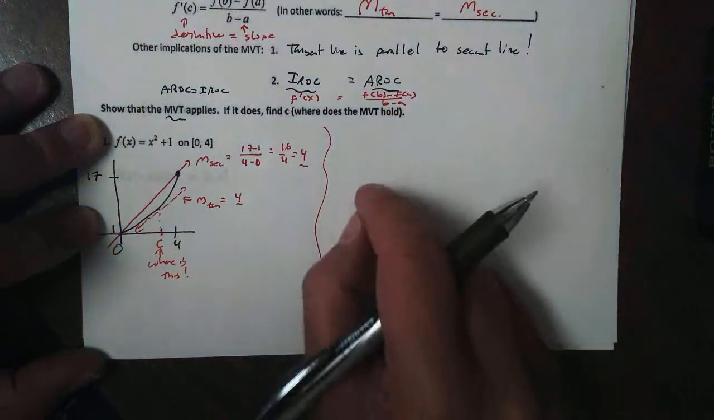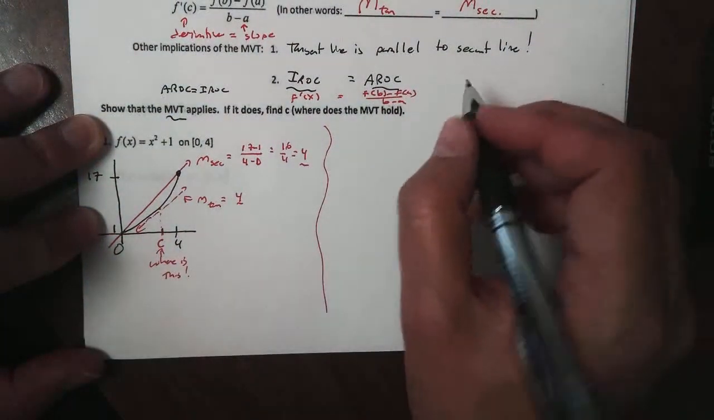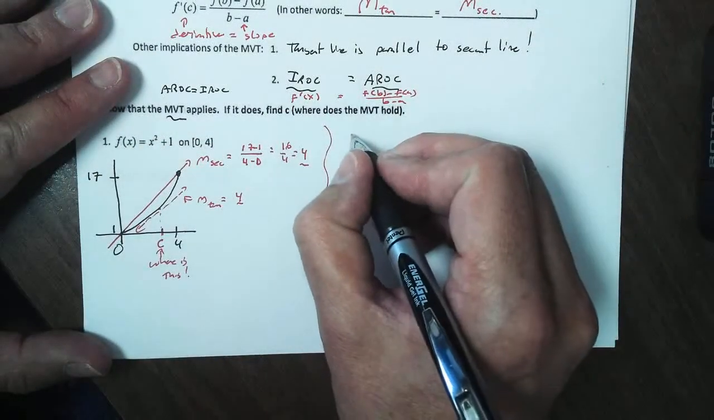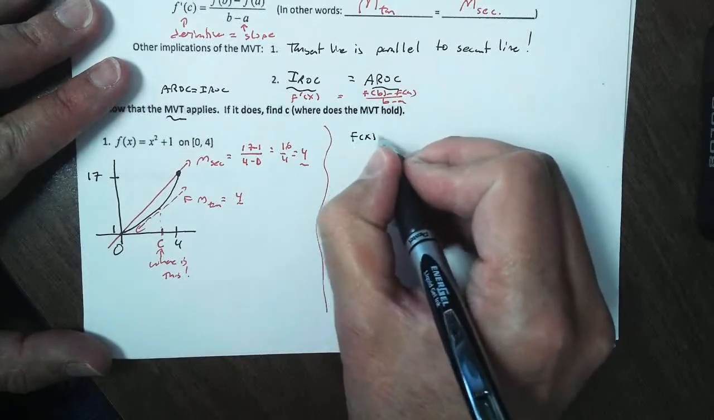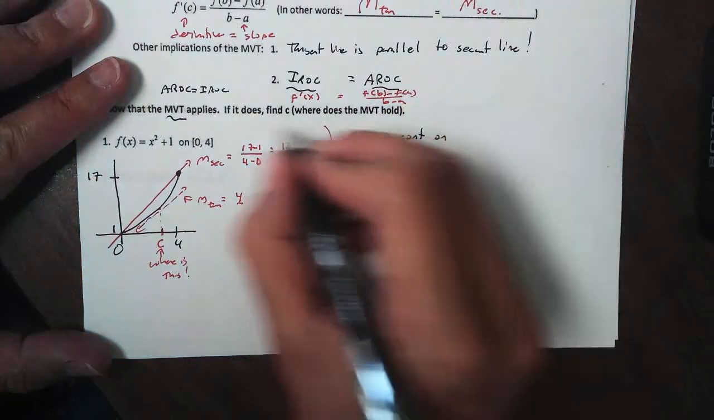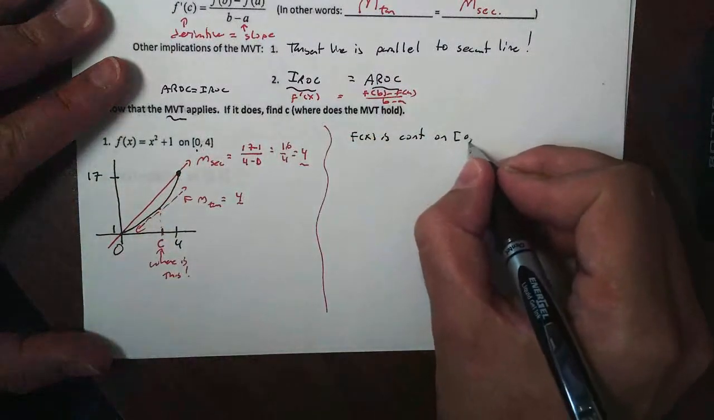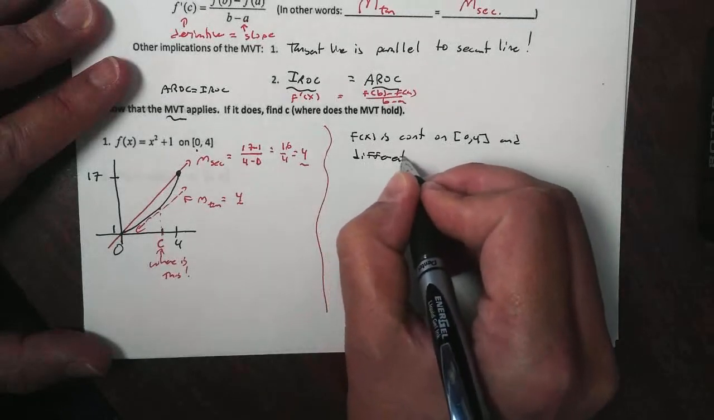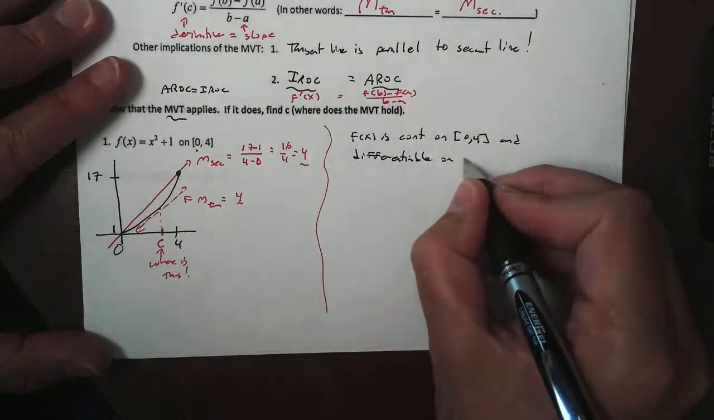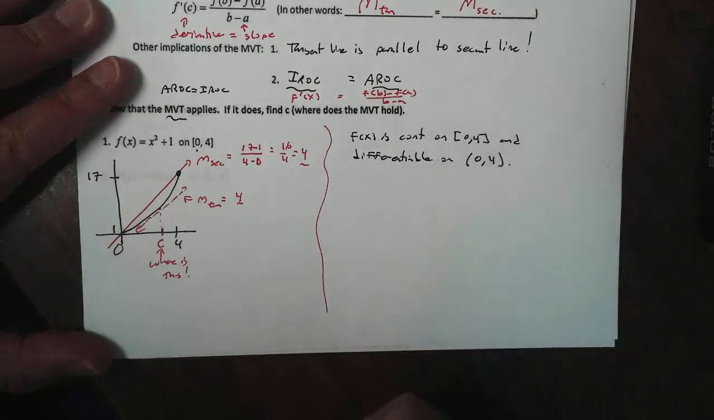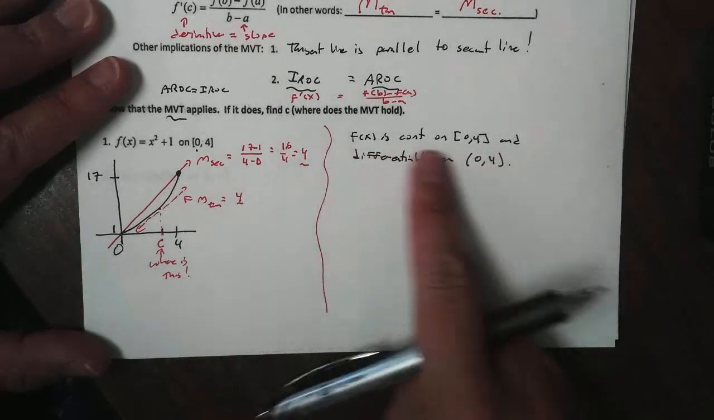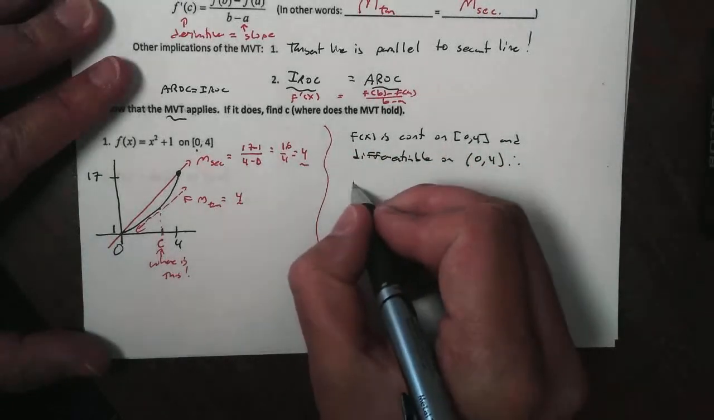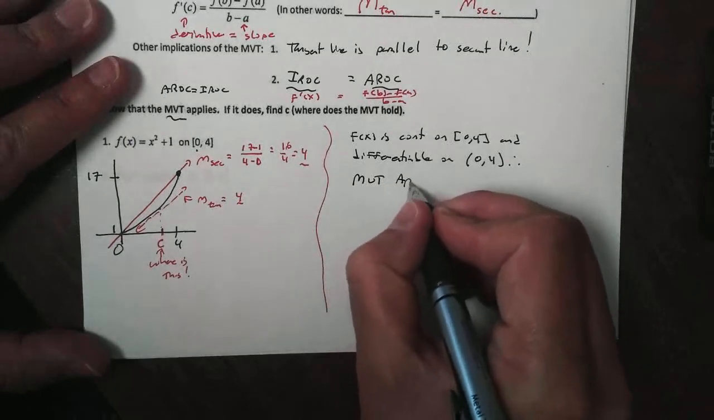Now, the mean value theorem is kind of like IVT. You do have to show continuity and differentiability. You don't have to prove it. You just have to make sure that you acknowledge it. You would say f of x is continuous on, make sure you name the domain, 0 to 4, and differentiable on the open interval 0 to 4. Start out the sentence: the function is continuous on 0 to 4 and differentiable on 0 to 4. Therefore, the mean value theorem applies.